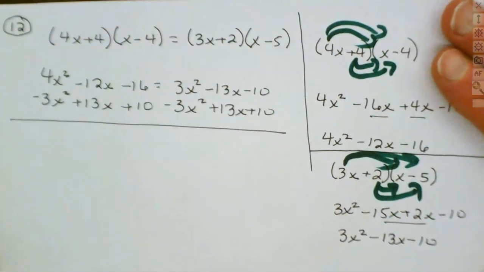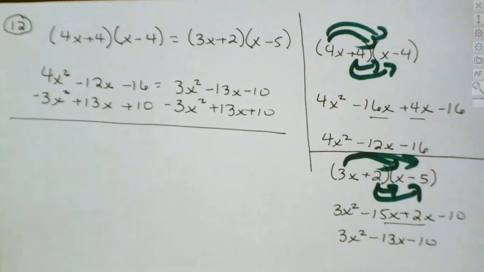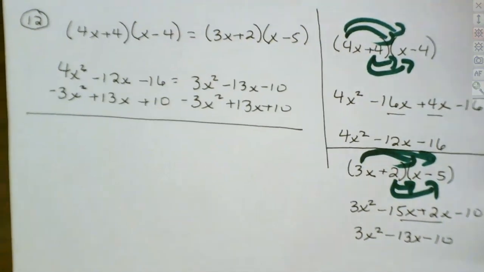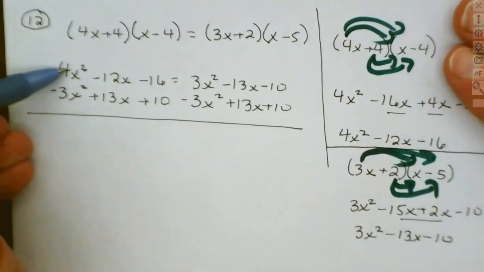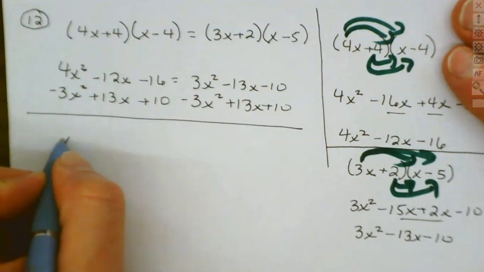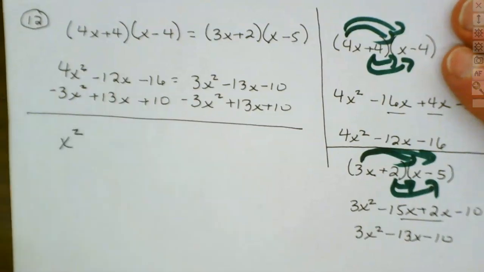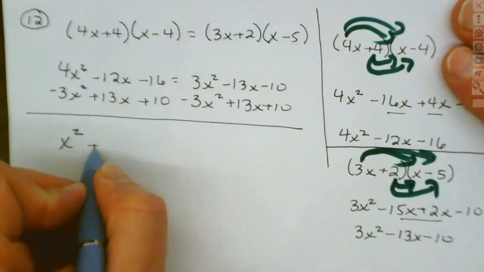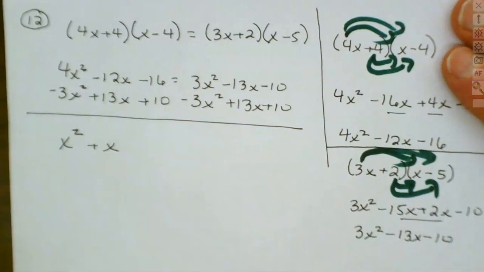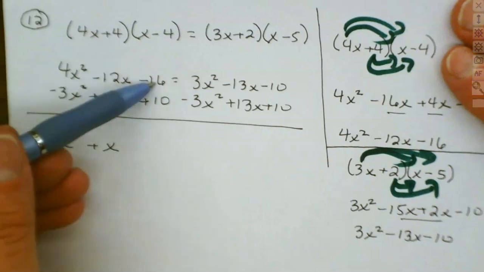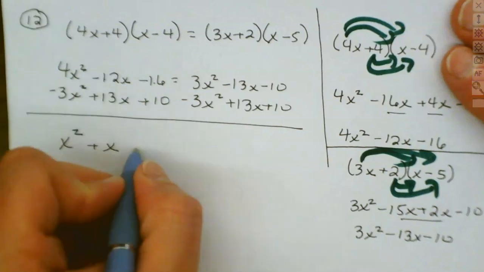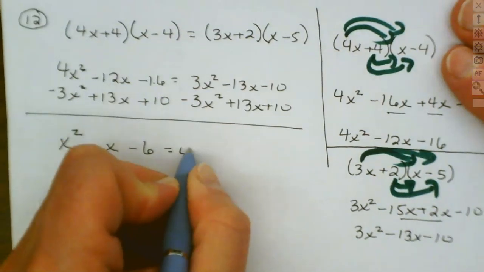Be very, very careful when you put these together. It's very easy to make a sign error or add incorrectly. So 4 minus 3, that leaves you with an x squared. A minus 12x and a positive 13x, that leaves you with a positive x there. Minus 16 plus 10, that leaves you with a minus 6.